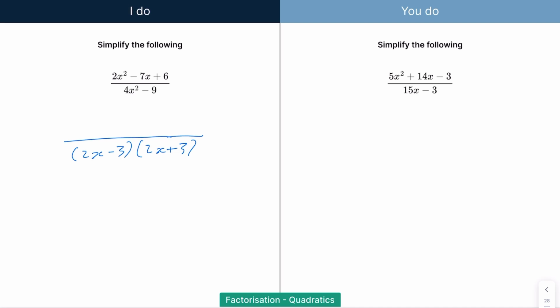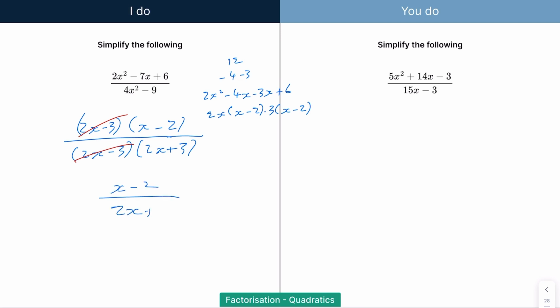And at the top we need two numbers that multiply to give us 12, that add or subtract to give us the minus 7. And immediately I can see it's them two there, so that would be 2x squared minus 4x minus 3x plus 6. And if I factorize that, we have 2x bracket x minus 2, and then x minus 2 again. And then you can put a negative 3 there. So that's 2x minus 3, x minus 2. That and that cancel out. That leaves us with x minus 2 all over 2x plus 3.